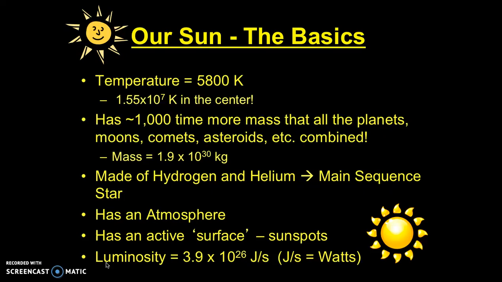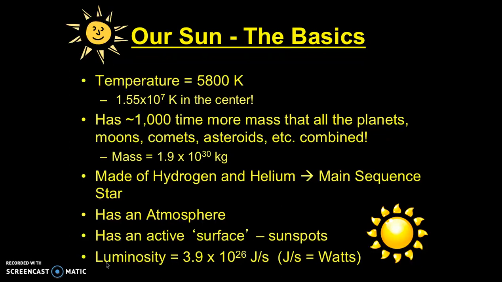So that's at 1.5 times 10^7 degrees Kelvin in the center. So the sun shines because it's generating energy by converting hydrogen into helium in the core, okay? And a byproduct of this is something called a neutrino we'll talk about. So our sun has a lot of mass, okay? It's about 1,000 times more massive than all the planets, moons, comets, asteroids, etc. combined. Its mass is about 2 times 10^30 kilograms. And this mass is really made up of mainly hydrogen and helium.